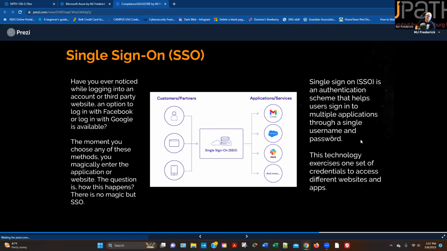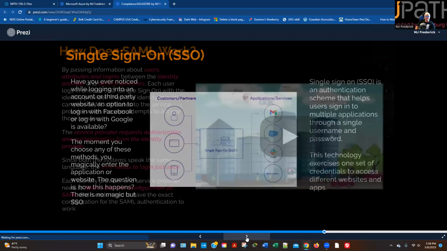Remember I told you Google's going to be using the passkeys. This technology exercises one set of credentials to access different websites and apps. So here we see our customers and partners, single sign-on, using either Gmail, Salesforce, Slack, and more to application services. So we want to use one single sign-on to get to all these different things, right? So we can use whatever pops up. It's usually Gmail, it's usually Facebook and something else. I tend not to do anything.